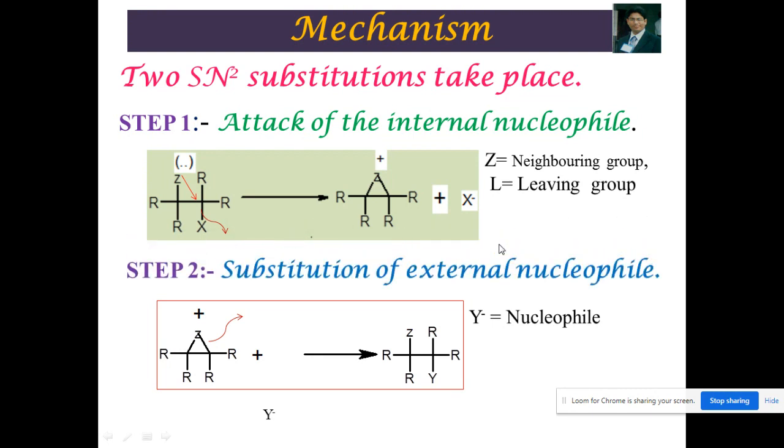Step 2, substitution by the external nucleophile. What happens here? Y, as the nucleophile, attacks this center. This is the cyclic intermediate, and the nucleophile attacks this center to break the cyclic intermediate to form the product.